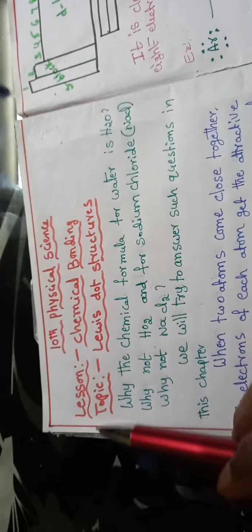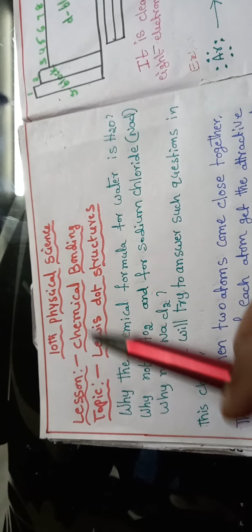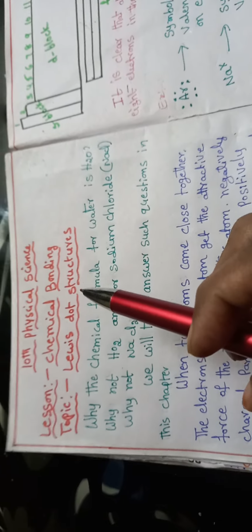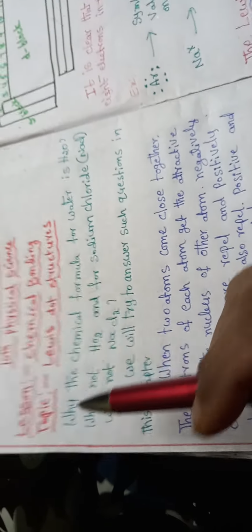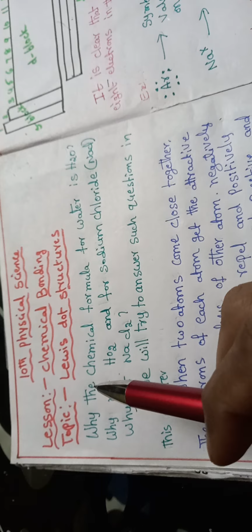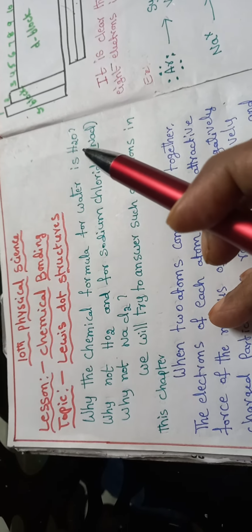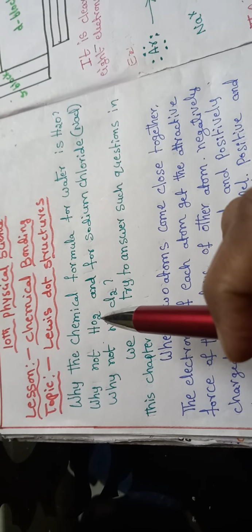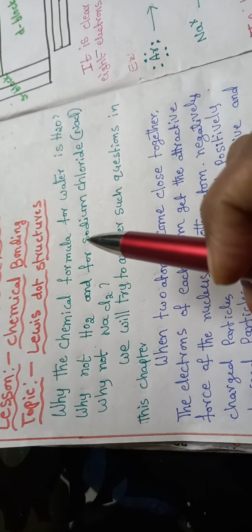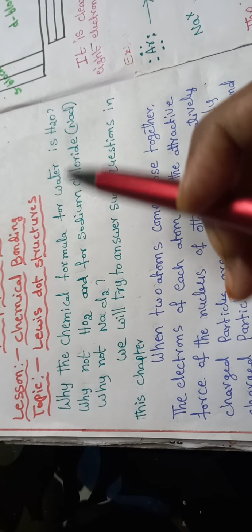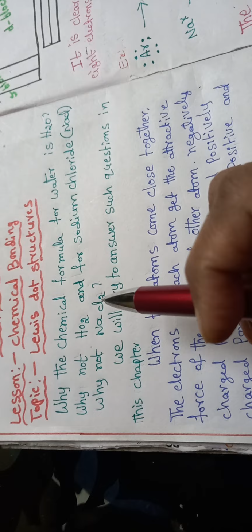10th Physical Science, Lesson Chemical Bonding, Topic Lewis dot structures. Why is the chemical formula for water H2O, not HO2? And for sodium chloride NaCl, why not NaCl2?